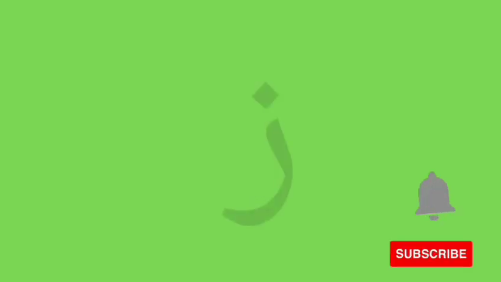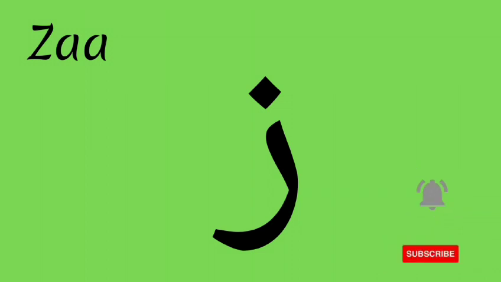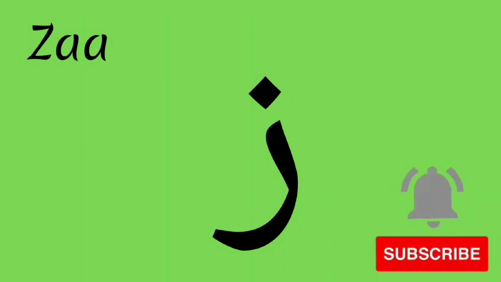Ra. The letter name is Za. Za has a dot on its top. Za shape is similar to Ra. Za is a light sound letter. It is pronounced when the tip of the tongue comes between the front top and bottom teeth.